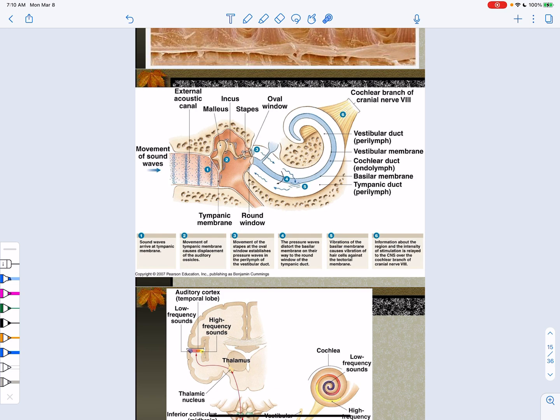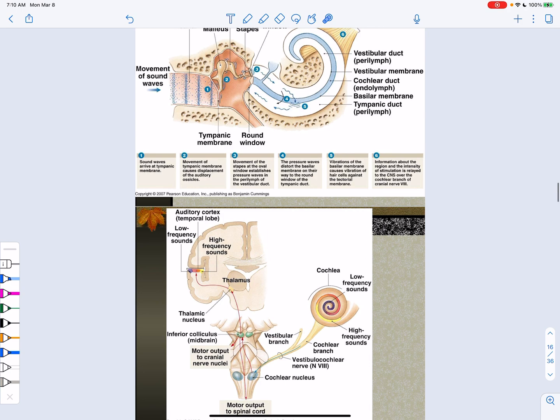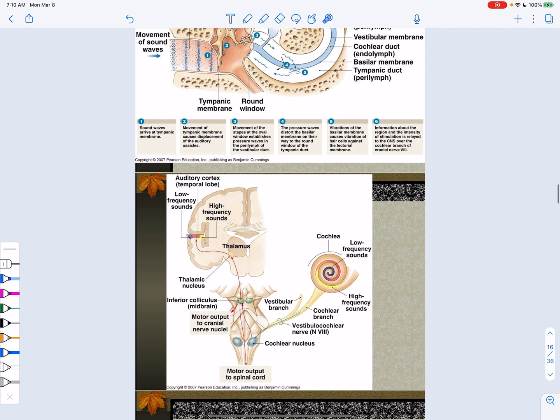So when we hear really low notes versus really high notes, it's actually being processed in different areas of our ear depending on the frequency of the sounds. Okay, so if I look here, again, this is the cochlea. The low frequency sounds are going to travel the farthest into our cochlea, whereas the high frequency sounds are going to be heard towards the beginning of that tube I was describing.